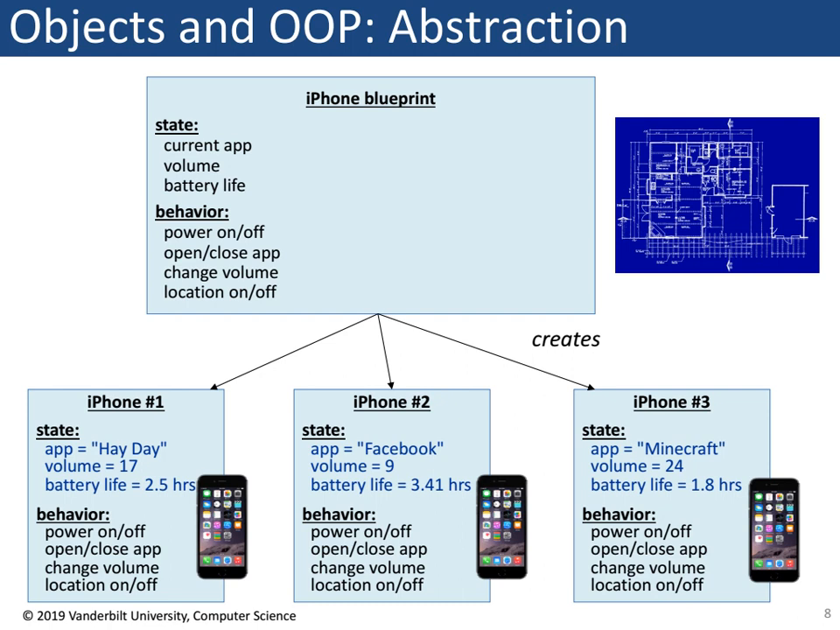So then, if we were to instantiate an iPhone based on this blueprint, or create an iPhone based on this blueprint, then we would not only have the blueprint for the iPhone, but we would have a physical iPhone that we could open an app, and therefore there would be some current app, there would be some volume level, there would be some battery life, and we could interact with it employing the methods power on, open and close app, change volume, location on off. And we could create multiple iPhones, all based on this blueprint.